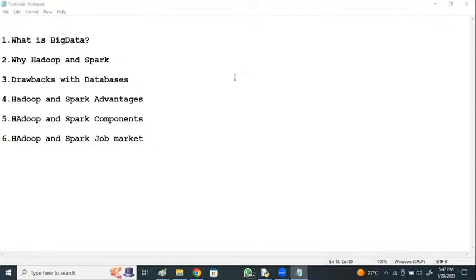So in today's session, mostly I will discuss big data and Hadoop. In the tomorrow session, I'll be discussing mostly Spark and its advantages and features.